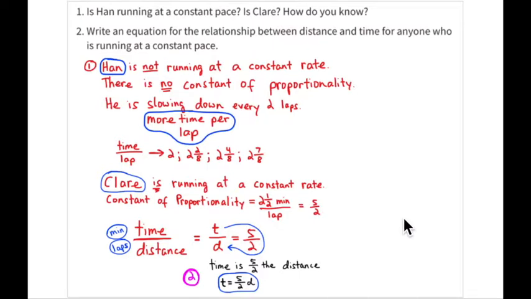Now, she could be speeding up or slowing down in between and ending up running at what looks like to be a constant rate after the time is taken every 2 laps.